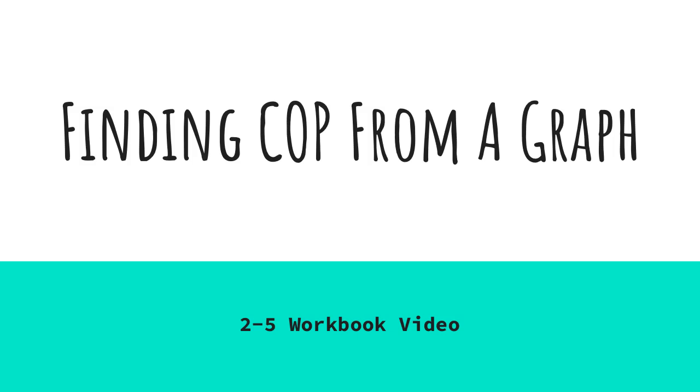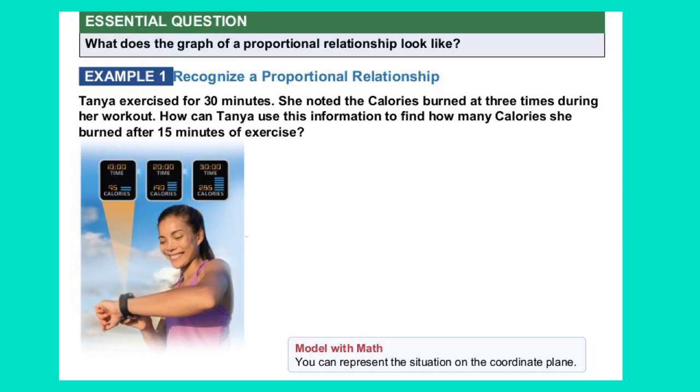Today's lesson is finding COP from a graph, and that is lesson 2-5. It starts on page 120. This is example 1 on page 120. Tanya exercised for 30 minutes. I'm just going to circle as I go. She noted the calories burned at 3 times during her workout.